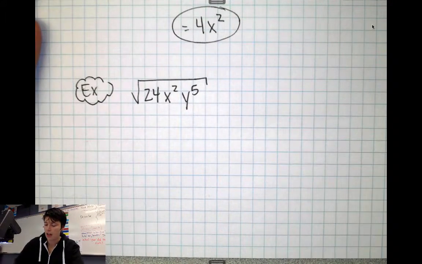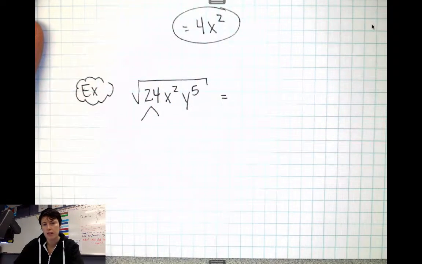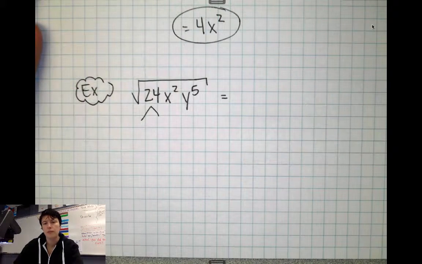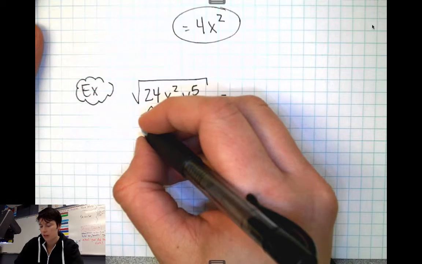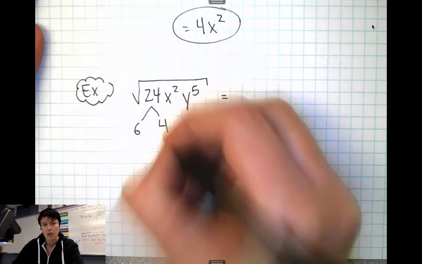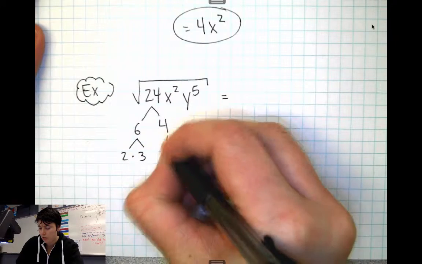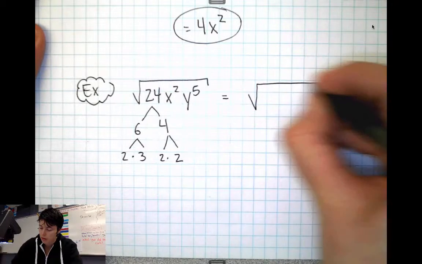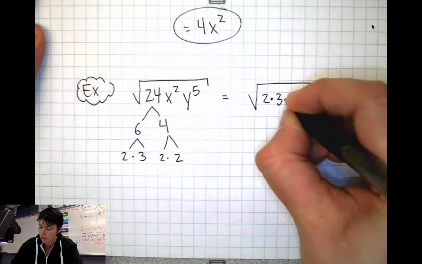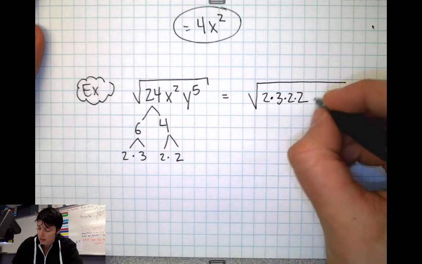And I want to show you kind of how I'm thinking about this one. 24 is kind of an interesting number. It can break down into 8 times 3, 6 times 4, 12 times 2. There's a lot of choices. So whatever you choose doesn't actually matter. Let's say you did 6 times 4. I'm going to break that down even farther and say 6 is 2 times 3, and 4 is 2 times 2. And I'm going to write that out in my square root. I have 2 times 3 times 2 times 2. That's my full breakdown. X squared is x times x.